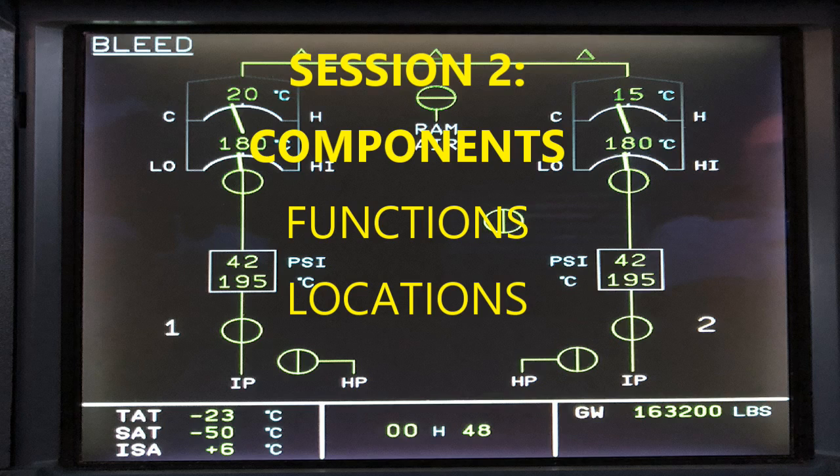Okay, so now I want to talk about the components that are related to the APU. That was for engines, for the supply coming from engines. But what about the APU bleed air? What components do we have related to that? We've got what's called the load valve, and we also have a check valve. So load valve and check valve.